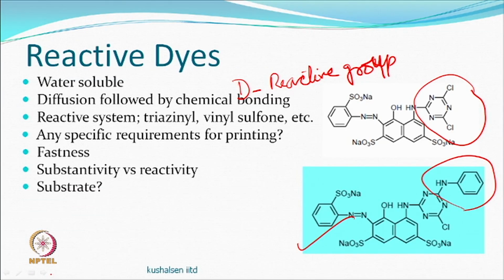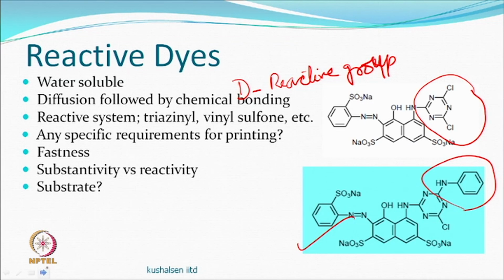Which substrates can be printed with reactive dyes? Little louder. Which substrate? Yeah? Cellulose. Of course, they were designed for them, but wool, silk can be printed, and you do not really have to go to the alkaline pH also. They can react, and so hydrolyzed dye issues will also not be faced with silk and wool.